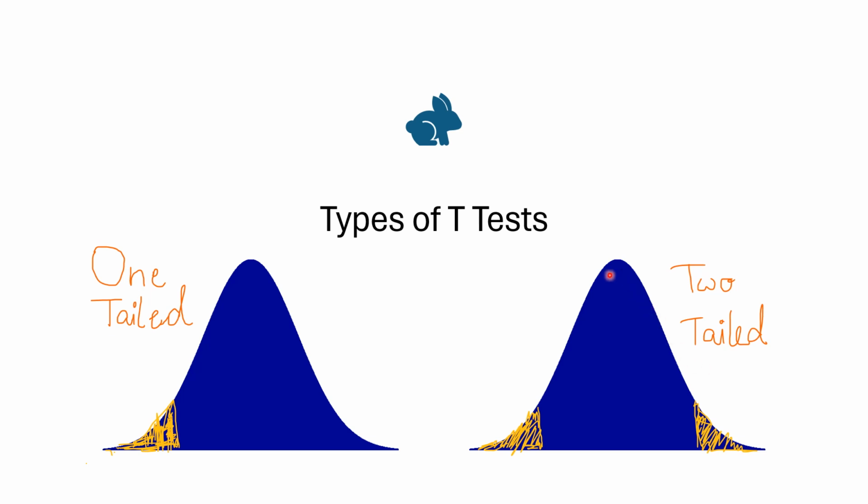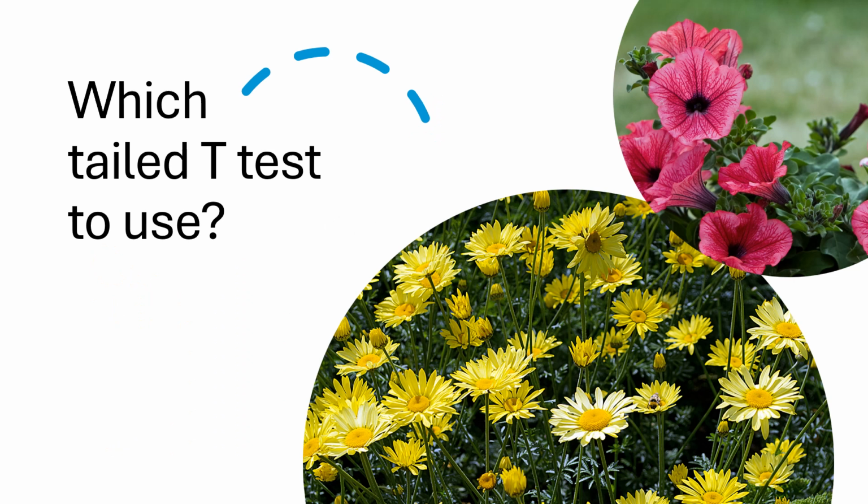Now, for example, assume that we have two groups of flowers and we have to compare the petal length. Our null hypothesis is that if they have the same petal length, they're going to be of the same species. So if we want to just check that they're of different species, then we are going to use a two-tailed bell curve or a two-tailed t-test.